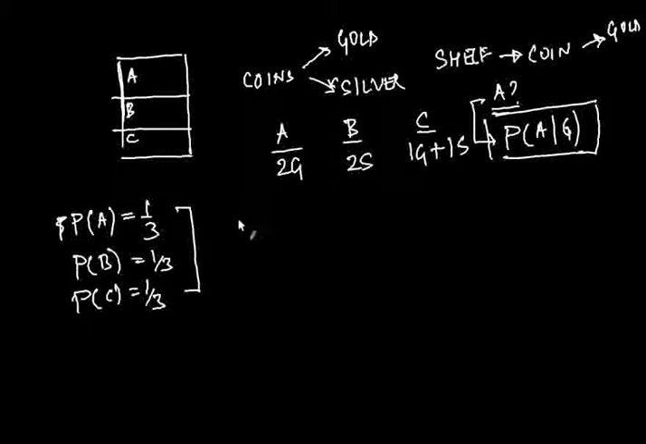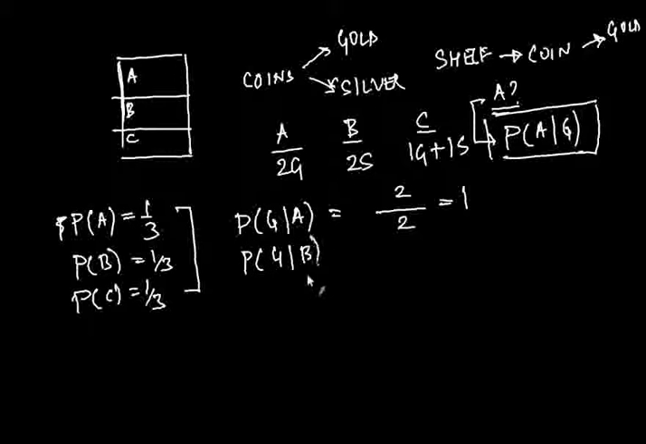Now the next question is, what's the probability of getting a gold coin given that shelf A was picked? Well, shelf A has two coins in total, and both of them are gold. So if you pick shelf A, you're guaranteed to get a gold coin. So the probability is 1. The probability of getting a gold coin if you pick shelf B? Shelf B also has two coins, but they're both silver. So there are 0 gold coins inside. If you pick shelf B, you have a 0 chance of getting a gold coin.